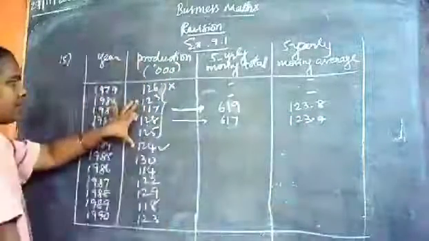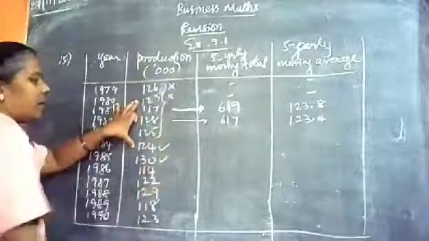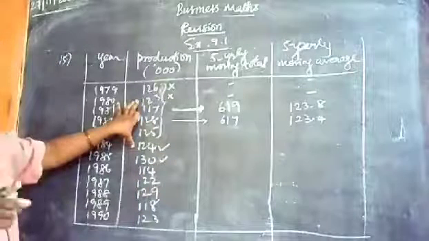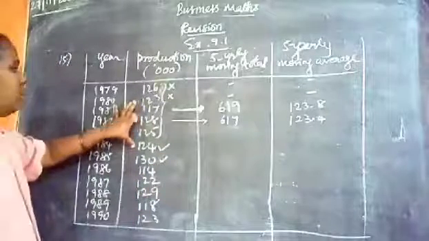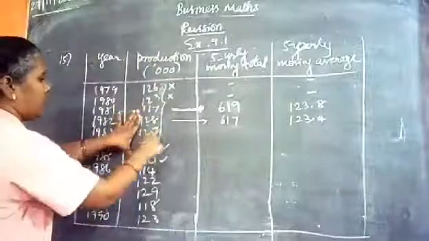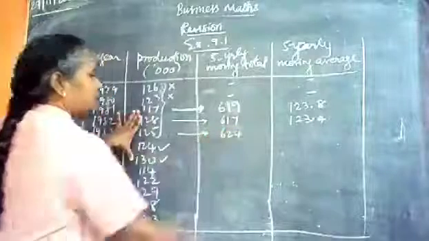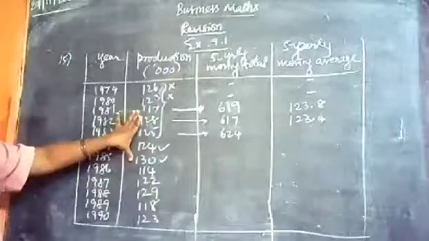Okay, next I'm going to leave the second number. I'm going to join the next number. Use pencil always for this marking. Now leaving this, joining this, 5 values you are getting: 624. 624 divided by 5. 124.8.